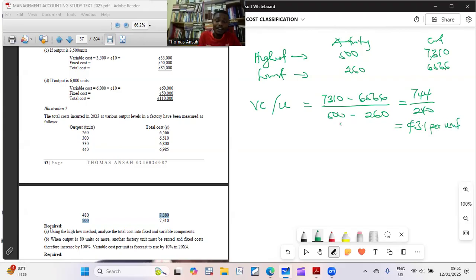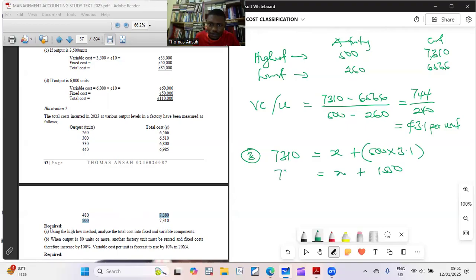So given that, I can find my fixed cost, all right? So that would be my step 3. If I use the highest, total cost is 7,310, which will be equal to the fixed cost I don't know, plus the variable cost, which is level of activity of 500, multiplied by cost per unit of 3.1. All right, so 3.1 by 500 gives me 1,550 plus x equals 7,310. So 7,310 minus the answer that I had, x is therefore equal to 5,760. So it means fixed cost is 5,760.